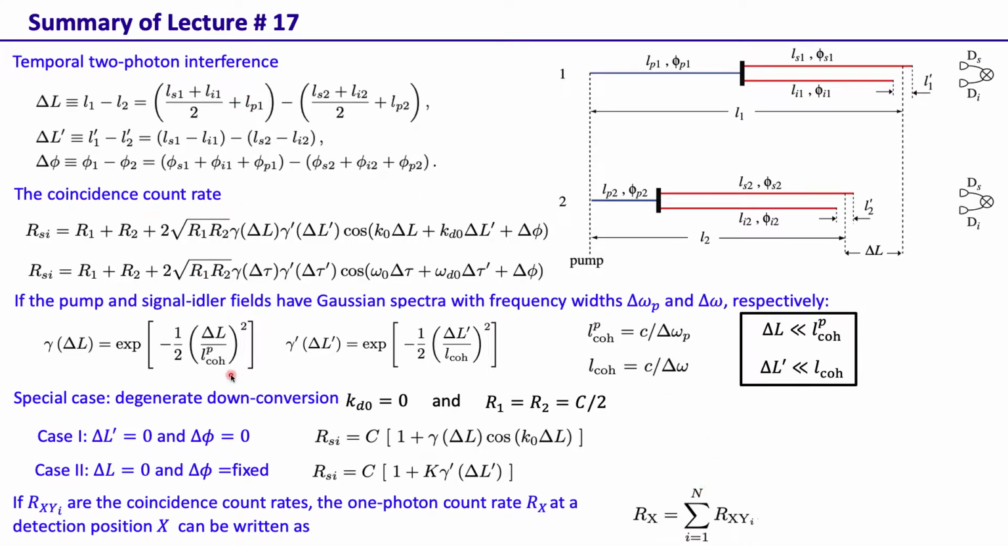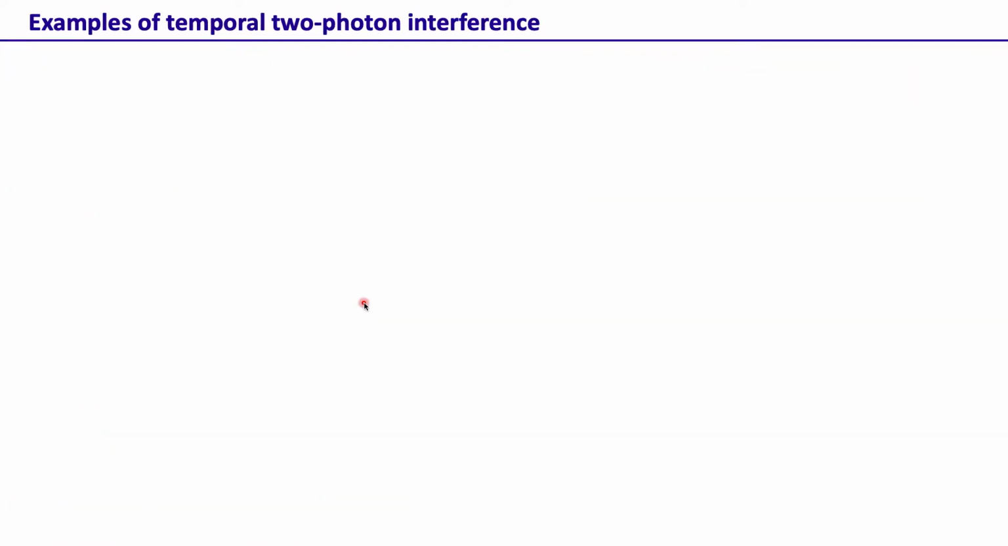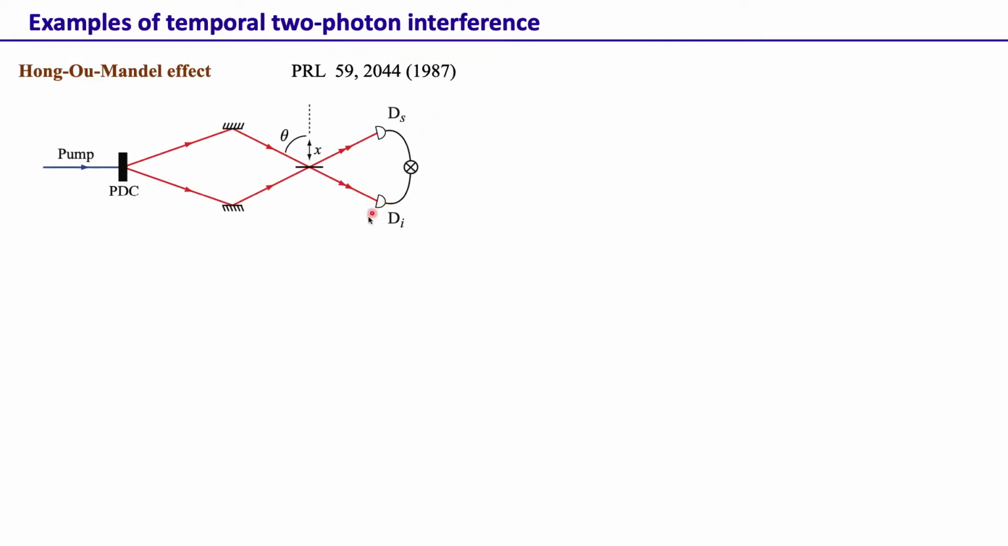So today we will see some examples of the very famous two-photon interference experiments, in order to have a much more intuitive understanding and feeling about this theory. As a first example of temporal two-photon interference, we will look at what's called the Hong-Ou-Mandel effect. This was seen in 1987. This is a very famous two-photon interference effect.